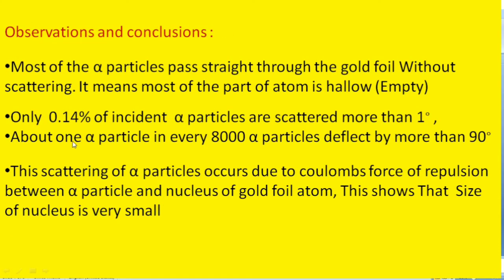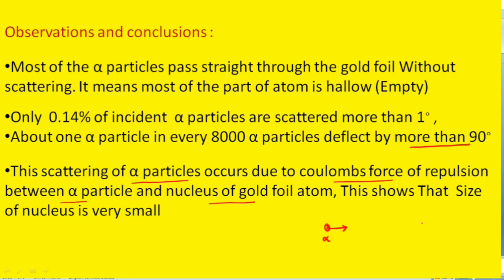The next observation is that about one alpha particle in every 8000 alpha particles is deflected by more than 90 degrees. Out of 8000 alpha particles incident on the gold foil, only one is scattered by an angle more than 90 degrees. And the next one: the scattering of alpha particles occurs due to the Coulomb force of repulsion between the alpha particle and the nucleus of the gold foil. Why is the alpha particle scattered? For example, this is an alpha particle, which is allowed to pass in a straight line.